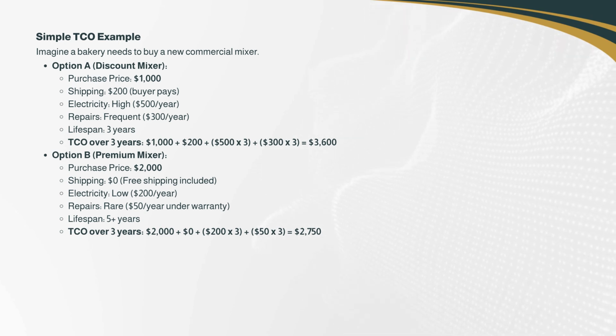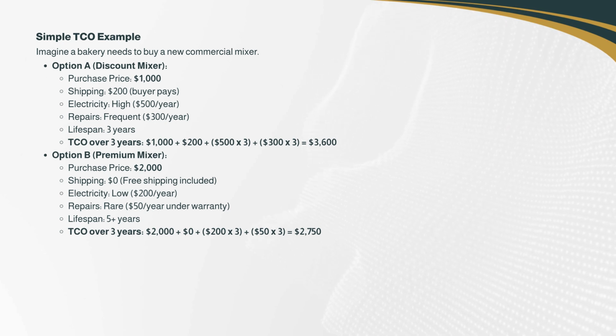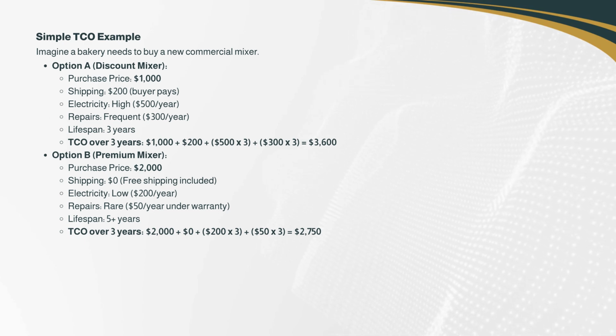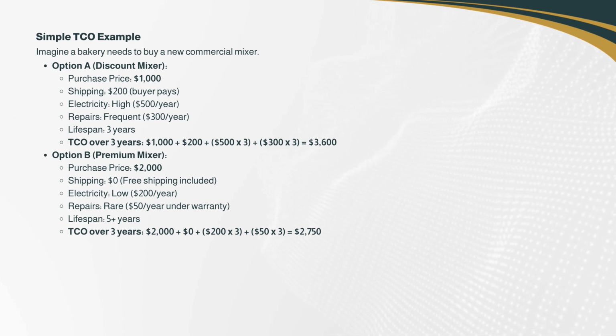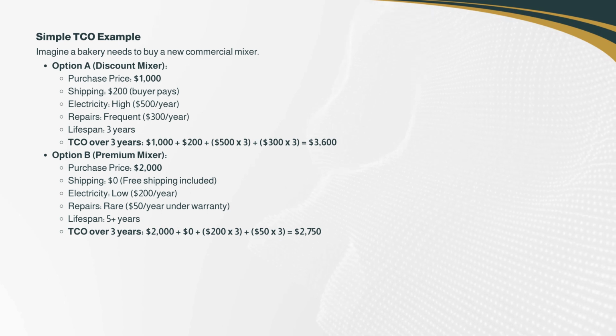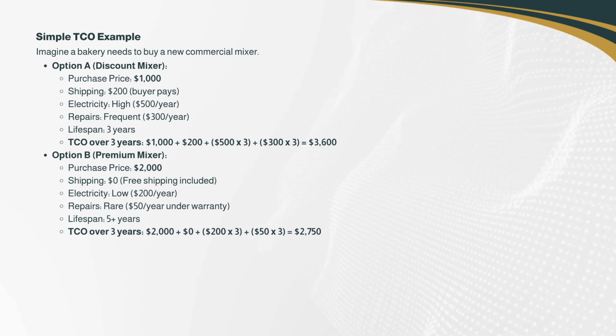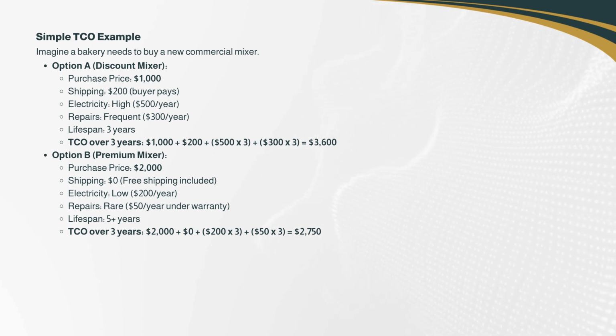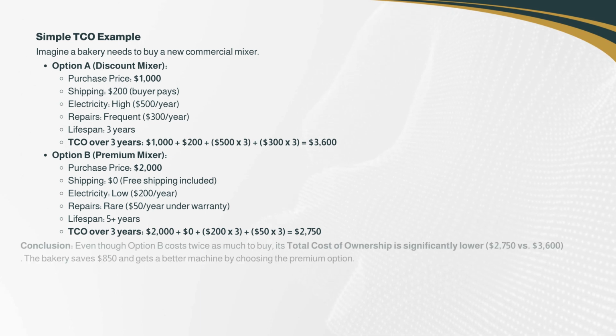Option B, premium mixer, purchase price, $2,000. Shipping, $0, free shipping included. Electricity, low, $200 per year. Repairs, rare, $50 per year under warranty. Lifespan, 5+ years. TCO over 3 years, $2,000 plus $0 plus $200 times 3 plus $50 times 3 equals $2,750.